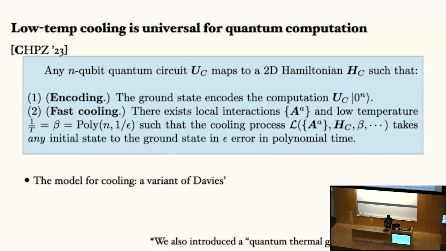Here, I didn't specify everything, but the particular cooling process we use is a variant of Davies. We suspect other ones will also work, but this is the one that works out nicely, but it still takes 90 pages. And for those of you who have actually seen the paper, we actually featured a different algorithm called the quantum thermal gradient descent algorithm. I didn't try to discuss it here, but it is an algorithm that uses some mid-circuit measurements to try to improve the cooling process.